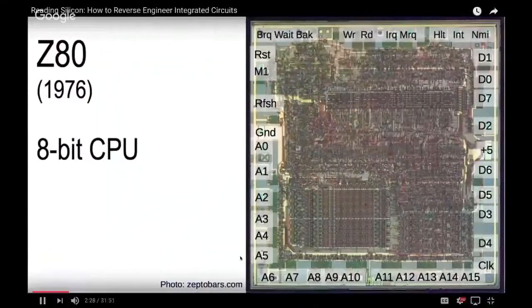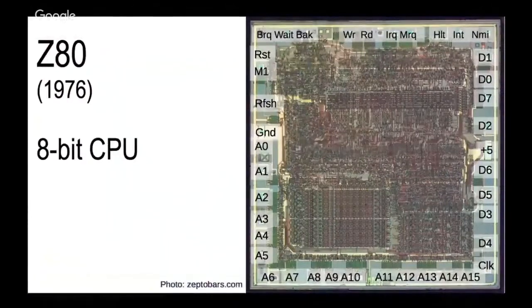This gives you a huge amount of information about what the chip is doing. You can see up at the top the control pins, so that lets you know that the circuitry up there is the control circuitry. You've got address pins around here. You follow those pins and you discover the address bus runs along here.